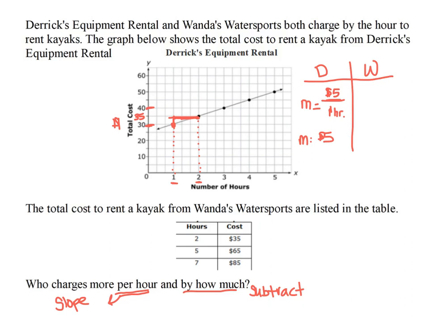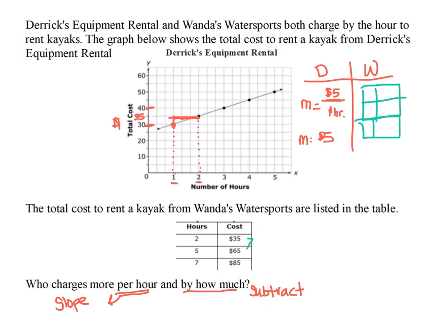Now, I already have the table on the screen. If I didn't, I would put that right now. I would draw a table under Wanda's water sports and have my 3 rows for hours, cost, and I only need to write down these first 2 rows of 2 hours and 5 hours.